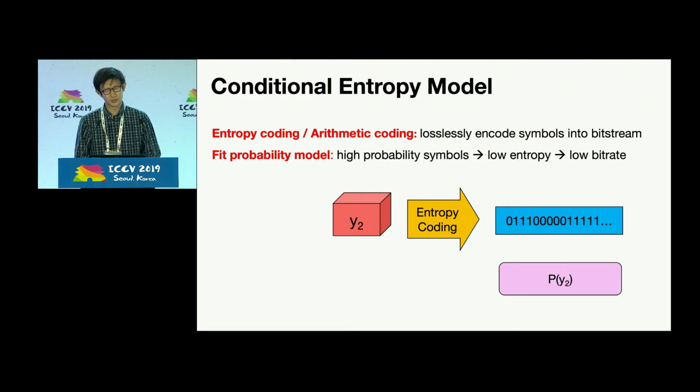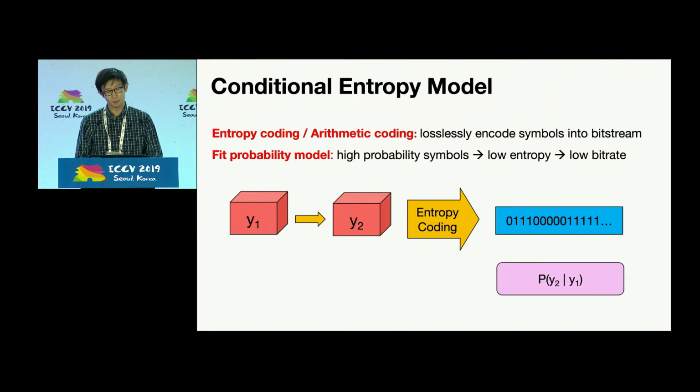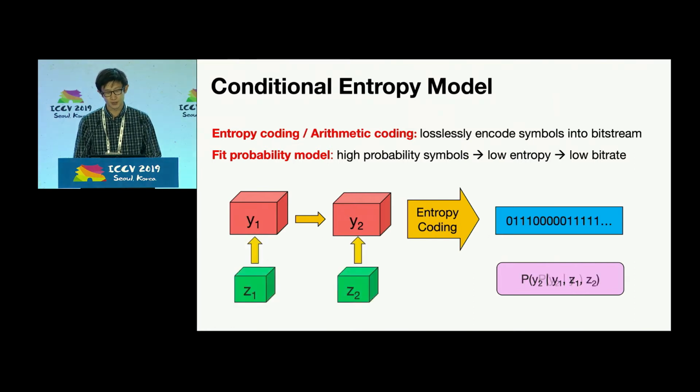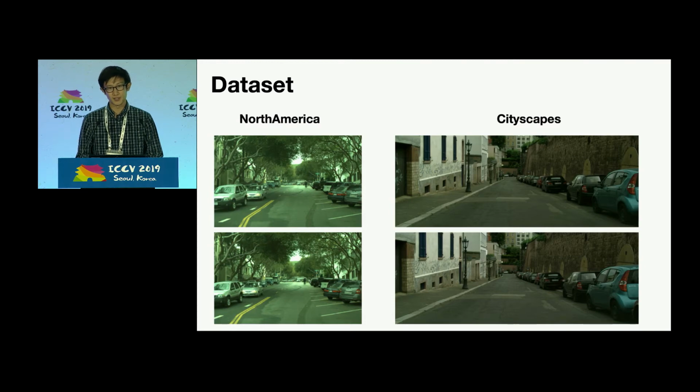So in our approach, we try to maximize the probability of the second image code Y2 by making it dependent on the first, Y1, as well as on hyperprior codes Z1 and Z2. And this reduces the joint entropy of both image codes and hence the overall bit rate. Our data set consists of an internal self-driving data set called North America, as well as Cityscapes stereo pairs.